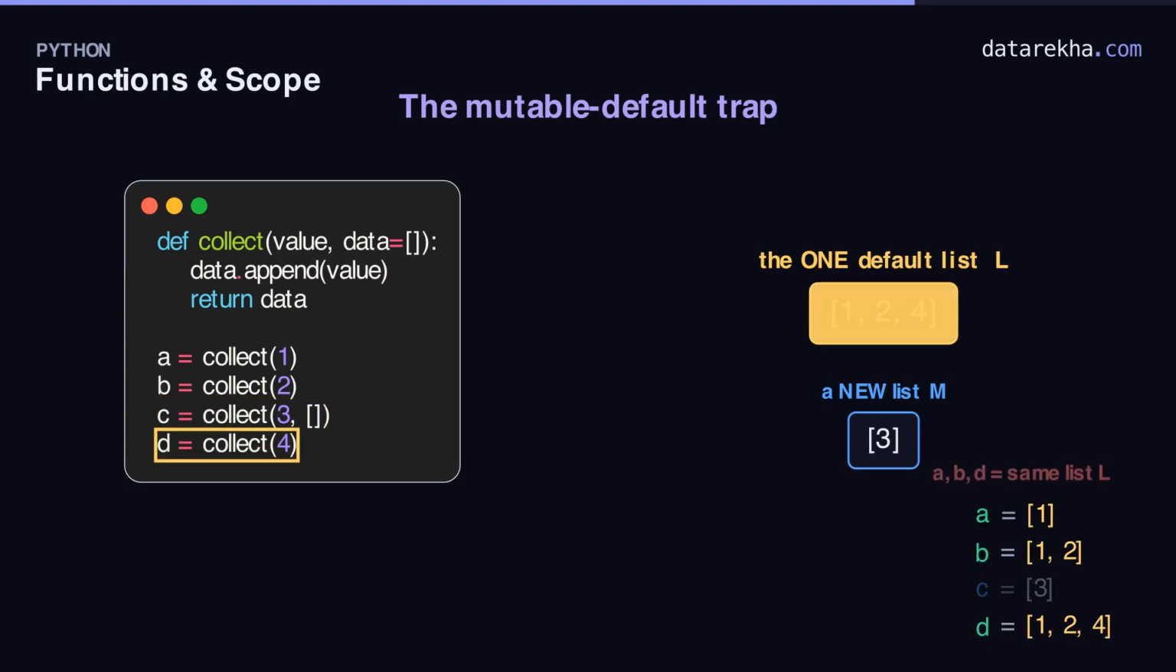Finally, d = collect(4). No list passed. So back to the default L. Append 4, and L becomes [1, 2, 4]. d points at L. And here is the sting. a, b, and d all point at this very same L. They are not three separate results. They are three names for one list.